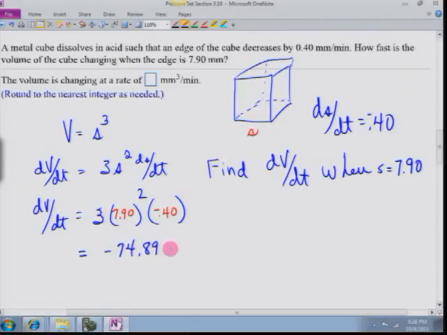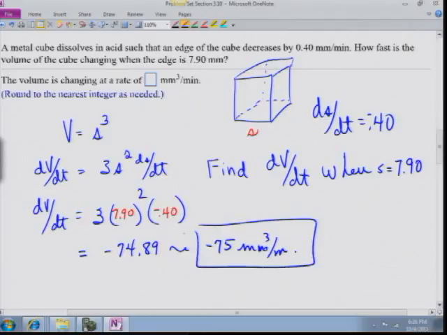0.89. Okay? But wouldn't it be positive because you don't have a negative volume? This is a rate. The volume is not negative. The rate that it's changing, it's decreasing. Because as that side melts with the acid, the volume has to decrease. So it's the rate at which it's doing. It's a negative 75. And it has the unit there, millimeters cubed per minute. Okay? Are we good?